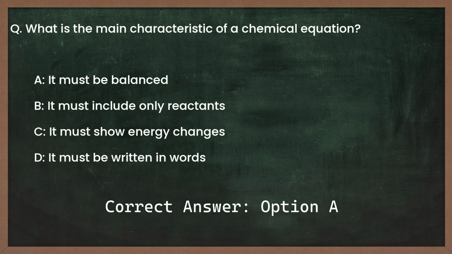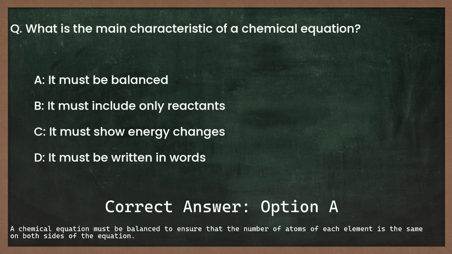The correct answer is option A, which is it must be balanced. A chemical equation must be balanced to ensure that the number of atoms of each element is the same on both sides of the equation.